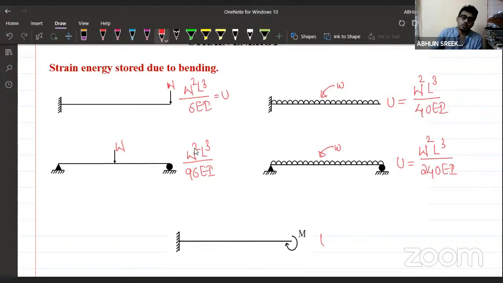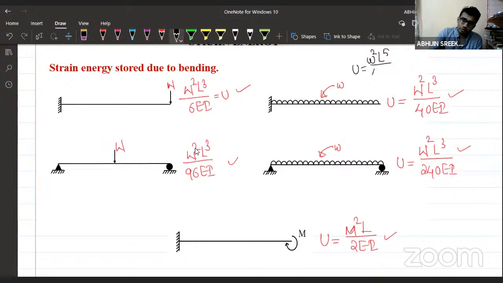And here also, the strain energy stored will be equal to M square L divided by 2EI. Remember all these equations, it will be helping you a lot in saving time. Yes, Kasturidas is telling me W square L cube divided by 5. W square L raised to 5. Kasturi, I have taken the total load here. If I'm taking the intensity here, the equation will become small w square L raised to 5 divided by 40 EI. That's the difference.